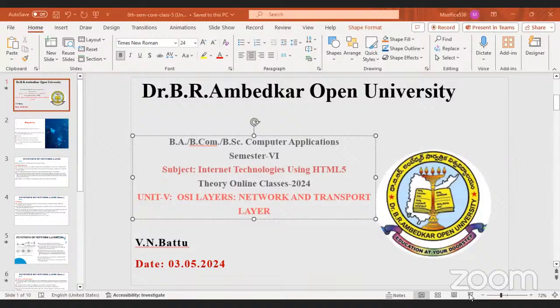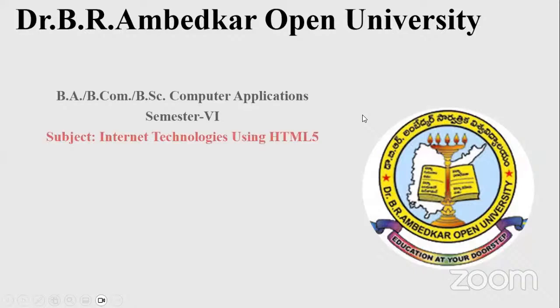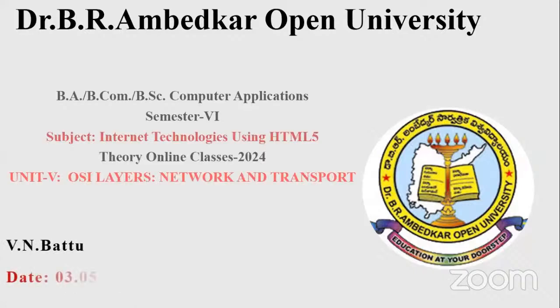Yeah, this is OSI layers, the unit 5. Is it 4, right? Is it 5? OSI layers. I'll correct it. Can you see, friends, now? Yes, sir. This is unit 5, OSI layers, network layer and transport layer. These are also very important.